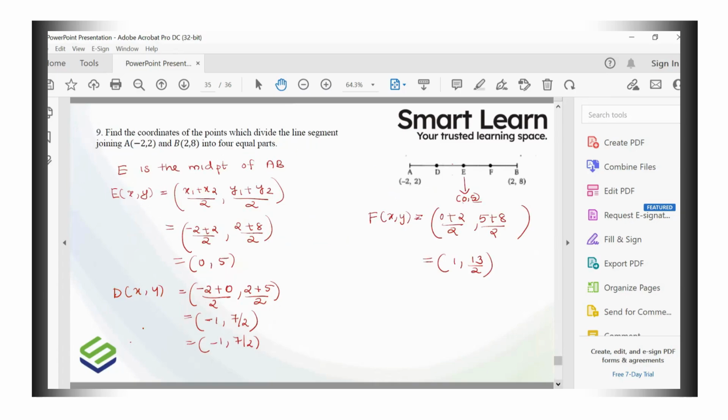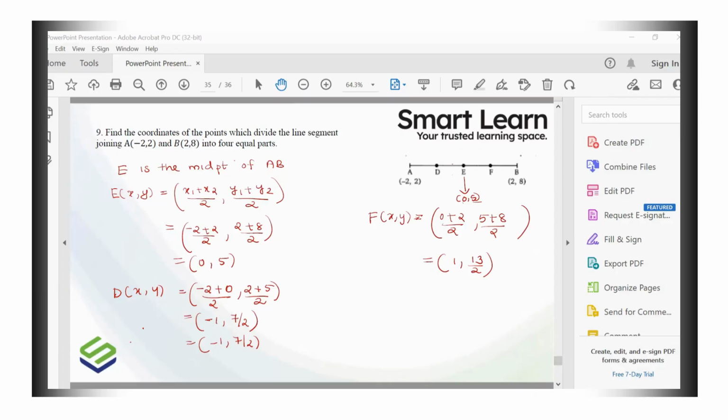Next is 4 equal parts. 4 equal parts means what you have to do, children, you have to divide this into 4 equal parts. So 4 equal parts will be now E. When you take E, E is the midpoint of AB, na, so you can use the midpoint formula. So you will get E as 0, comma 5. Now you check D, children. D is the midpoint of AE and F is the midpoint of EB. So in all these cases you can use the midpoint formula.